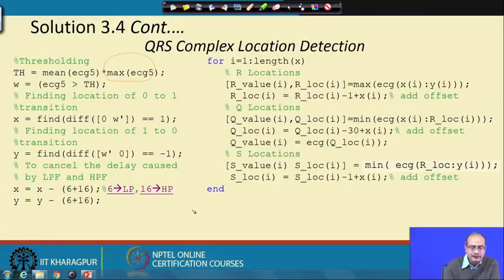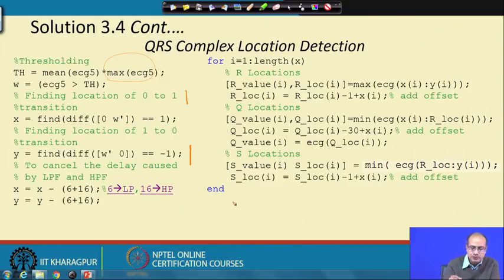We take the differentiation to find out when we are getting a 0 to 1 transition and a 1 to 0 transition. These two transitions tell us when our QRS complex is actually starting and ending. So, in between these two we have the R wave.